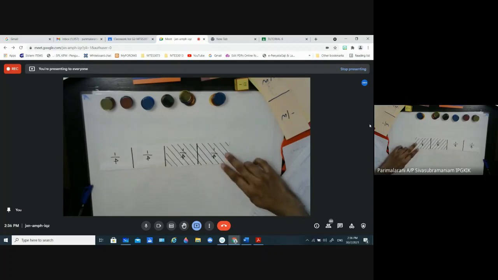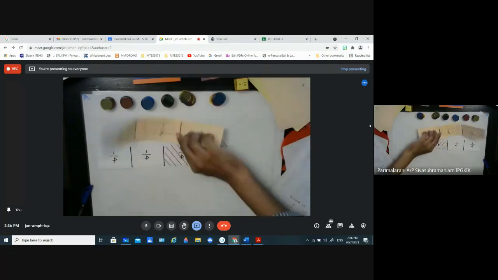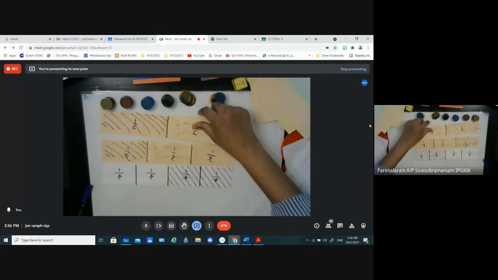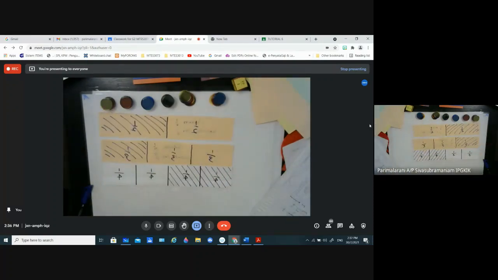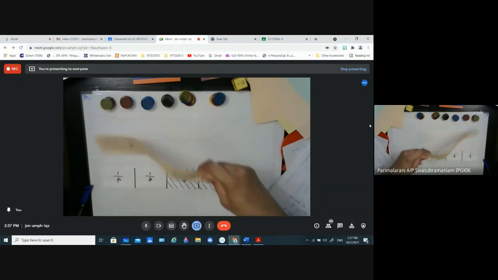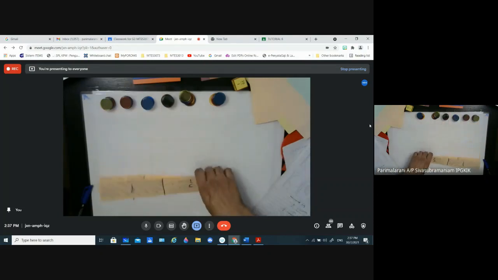So as the children do this, they will be able to see that if you divide into 2 parts, the denominator is 2. If you divide into 3 parts, the denominator is 3. If you divide into 4 parts, the denominator is 4. So we're teaching them to understand fractions conceptually. Okay, this is very important. A very important activity to do, even for good children. They need to learn like this.